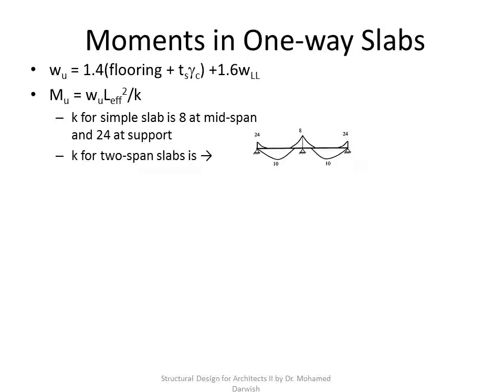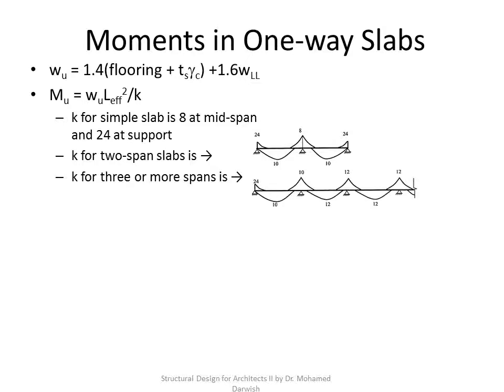This K is 8 for simply supported slabs at the midspan and 24 at the supports. If we are talking about two span slabs, we have 10 at the midspan and 8 at the middle support and 24 at the edges. If it is three or more spans, the maximum is 10 at the first bay and 10 at the first inner support, then 12 at each bay and support after that.